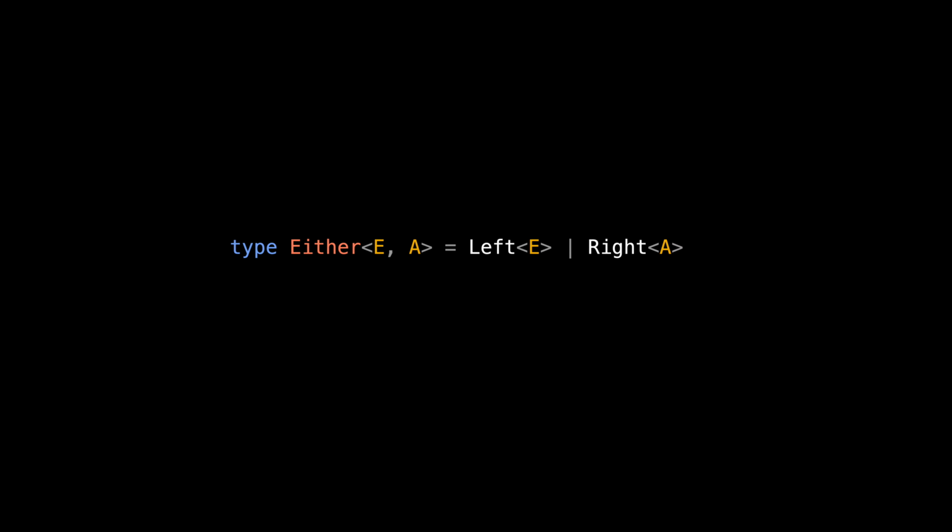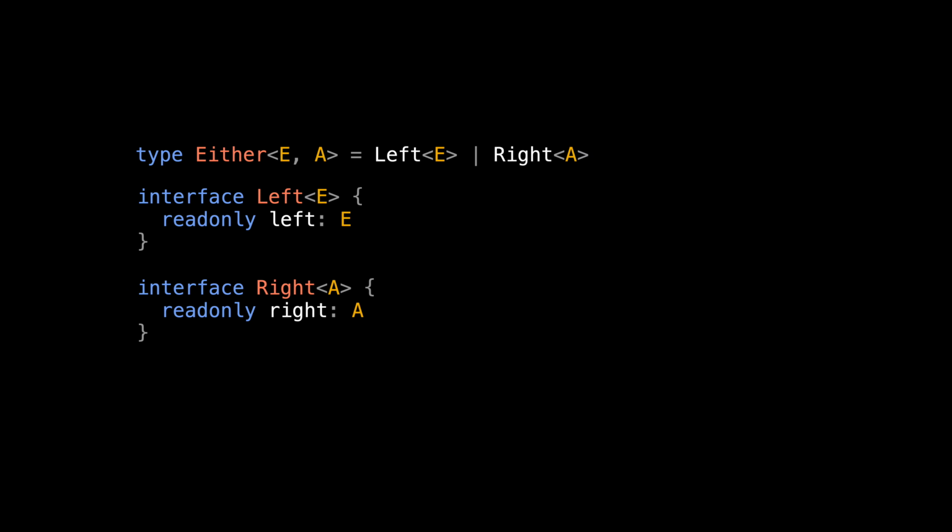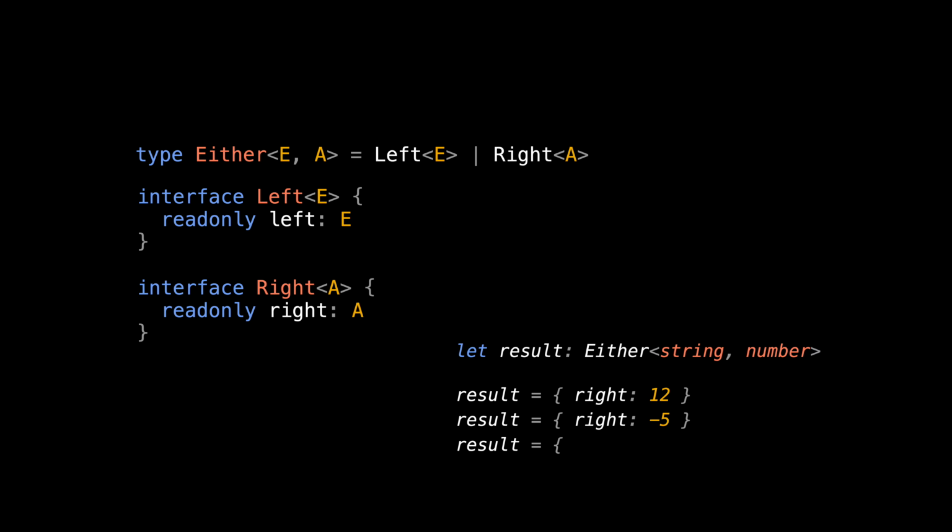Let's define right and left using interfaces with one type parameter. Right wraps a value of type A and left wraps a value of type E. Just to see a couple of examples of matching values, if we have a type of either of a string or number, any of these values are valid values for our type. Just to refresh, we don't deal with variables in functional programming. I just wanted to show a couple of example values matching the type either of a string or number.